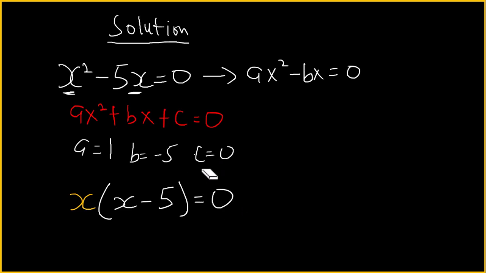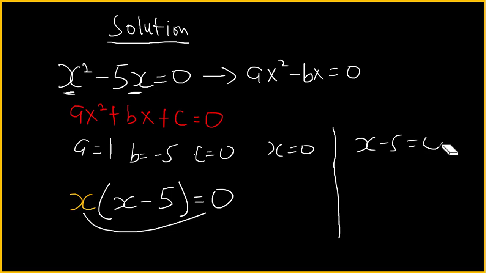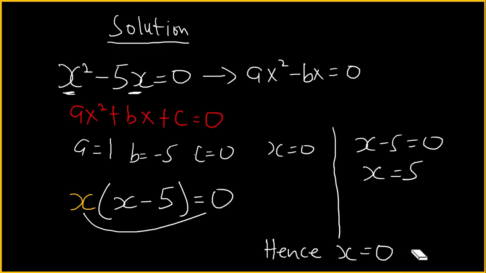So still under type 1, x is equal to 0. So my thin line somewhere here, x is equal to 0 as one root, and x minus 5 is equal to 0. So our x is equal to 5. And these are the roots or the solution of our equation. So in conclusion, x is equal to 0 or 5. So these are our roots.